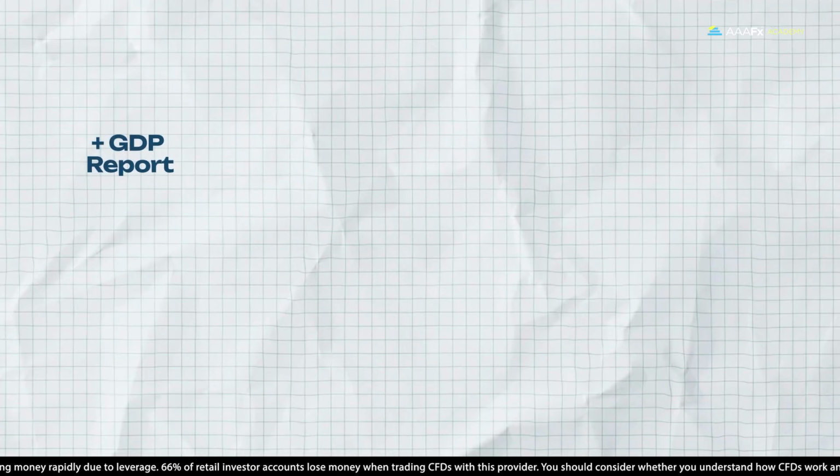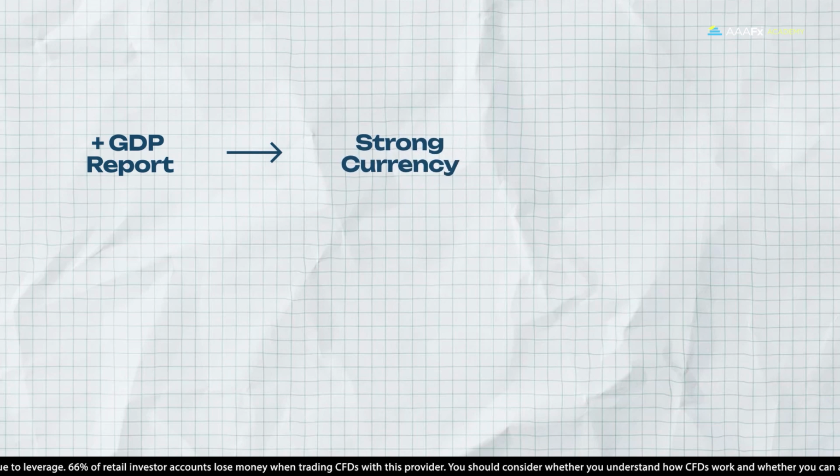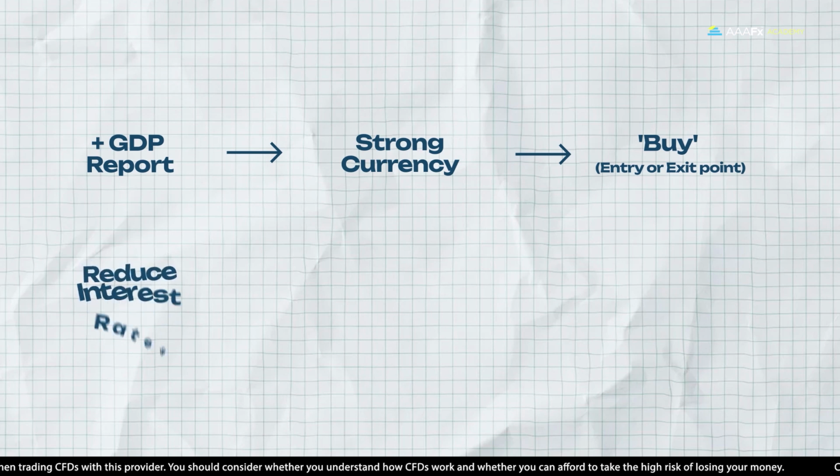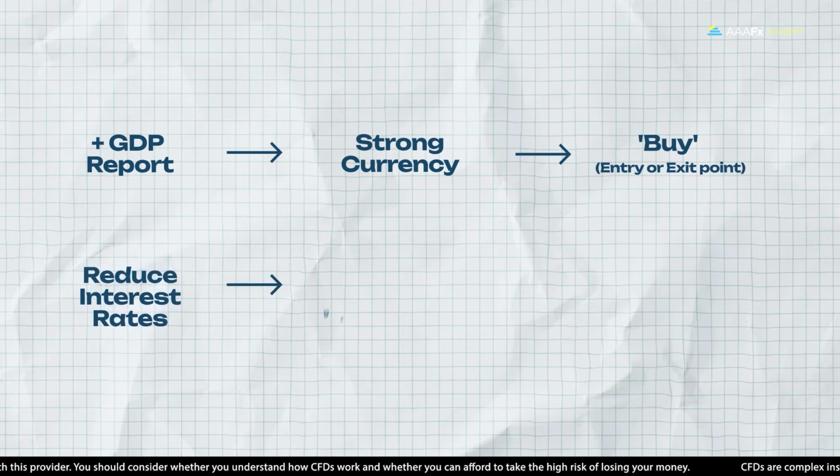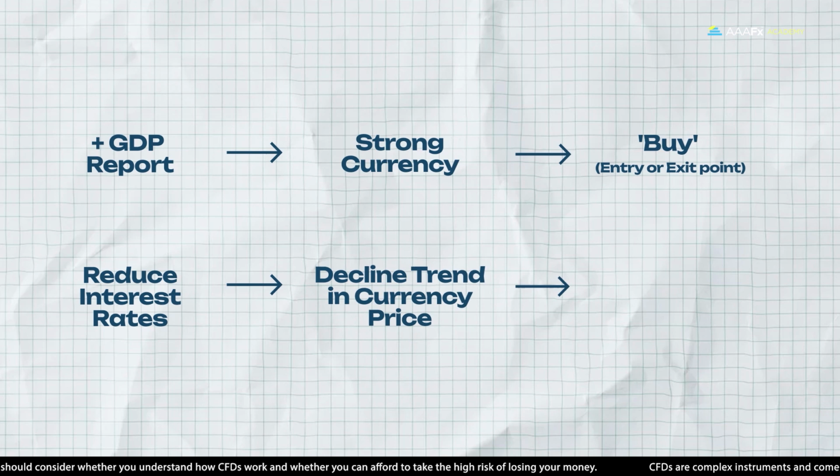For instance, a positive GDP report might indicate a strong currency to consider a buy entry or exit point. Conversely, a central bank's decision to reduce interest rates would indicate a declining trend in currency price, leading traders to select a sell entry or exit point.